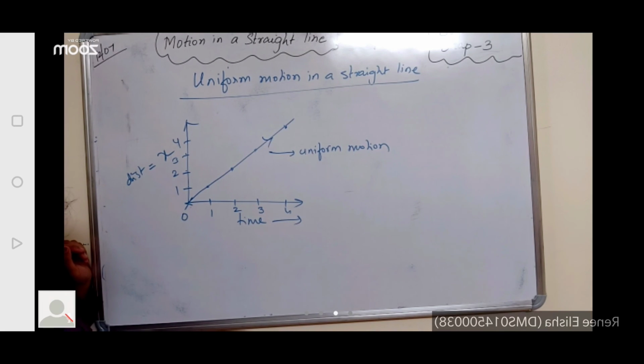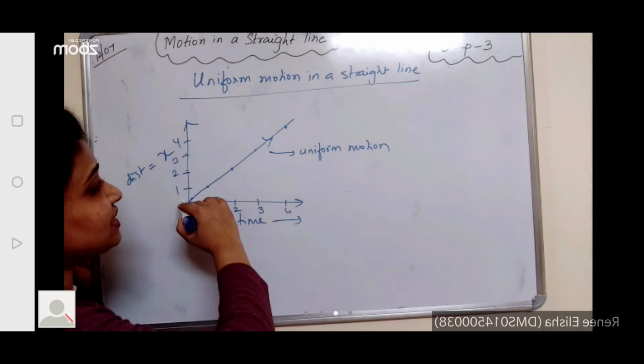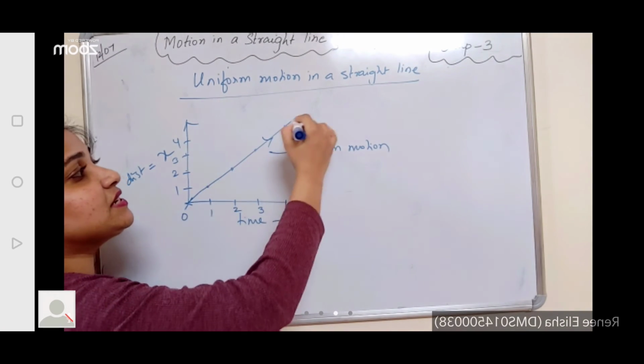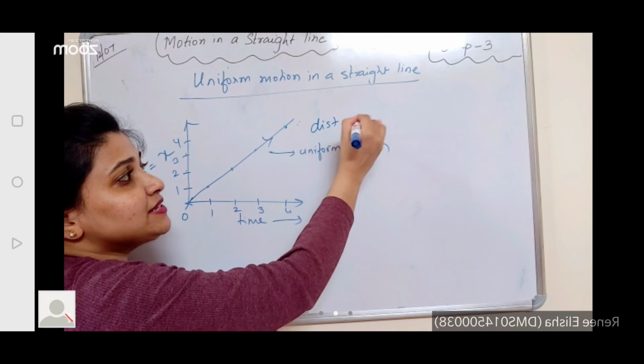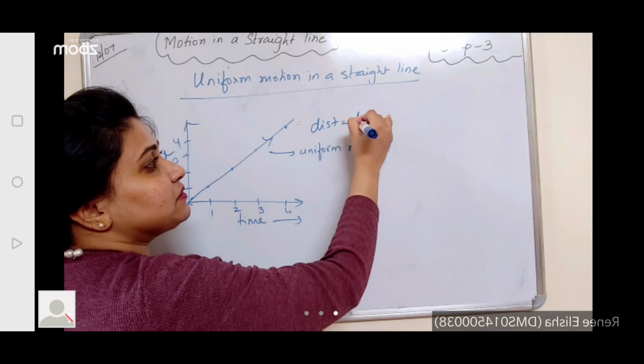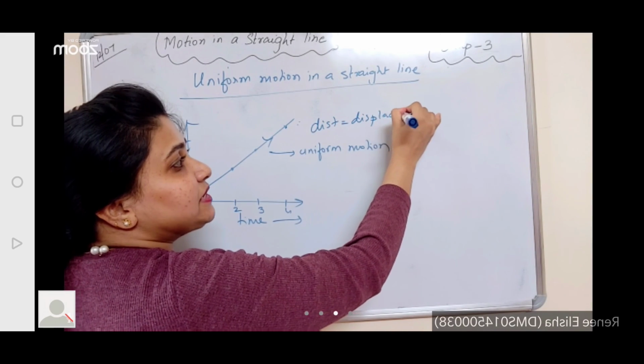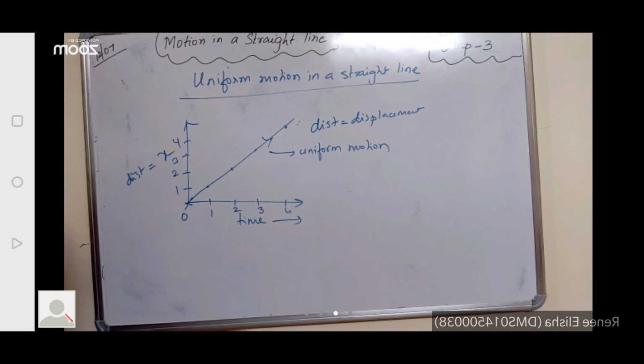Now, note that for a uniform motion along a straight line in a given direction, the magnitude of the displacement is equal to the actual distance covered by the object. So in this case, whatever the distance is, it is the same as the displacement.